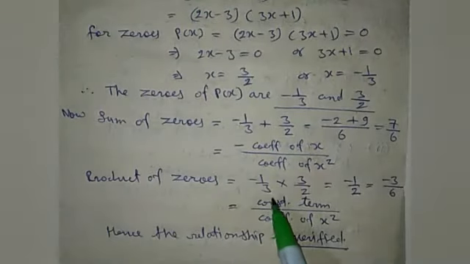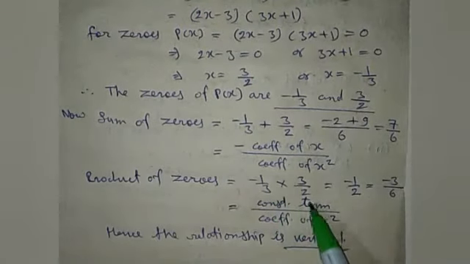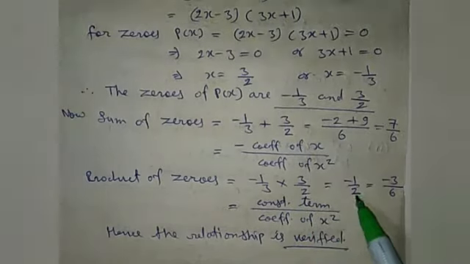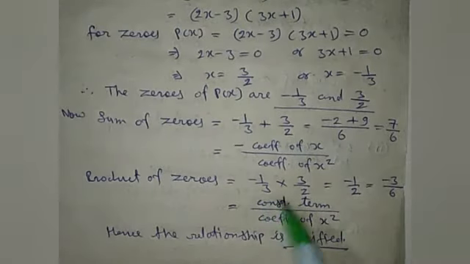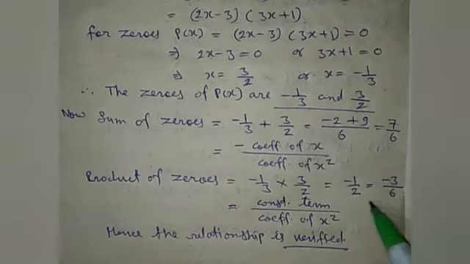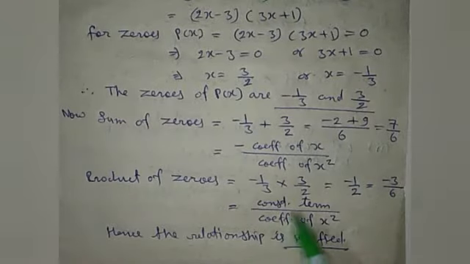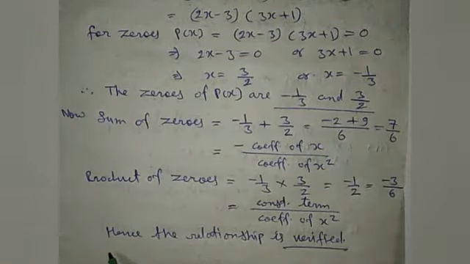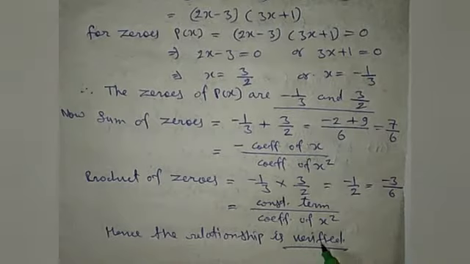Product of zeros means minus 1 upon 3 into 3 upon 2, that is equal to minus 1 upon 2, since the 3s cancel out. In the form of the coefficients you have to multiply numerator and denominator by 3, then you will get minus 3 upon 6. So here minus 3 is the constant term and 6 is the coefficient of x square. So here the relationship is verified.